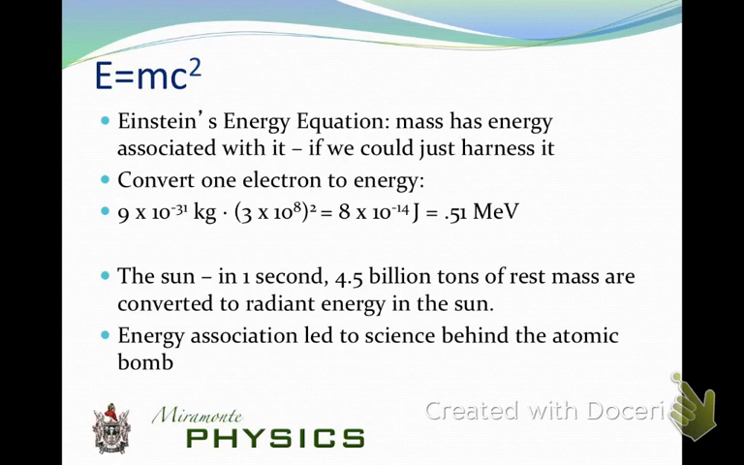In 1 second, 4.5 billion tons of rest mass are converted to radiant energy in the sun. That's what we're seeing. The sun is an E equals mc squared equation. It's converting mass into energy. The good news is there's enough mass to last a lifetime, or many, many lifetimes of ours. So the energy association led to the science behind the atomic bomb.